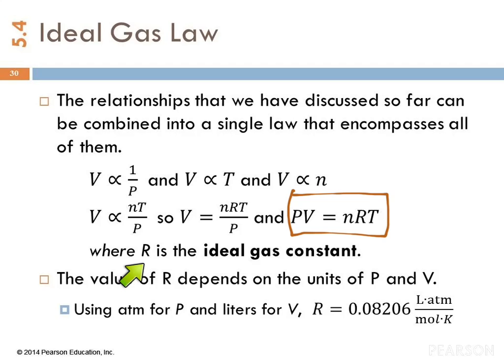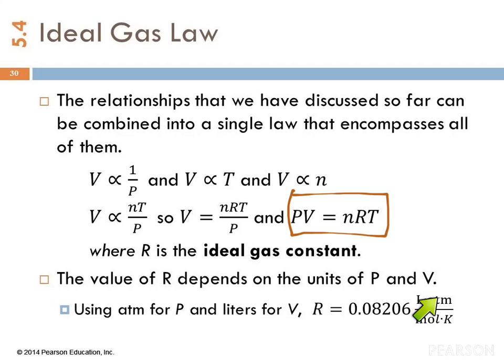And R is a constant. It's called the ideal gas constant. It can be expressed in different units. If you use different units, it's going to have a different number, but the one we use the most often is in terms of liters, atmospheres, moles, and Kelvin. So then R is 0.08206 liters times atmospheres per mole Kelvin.